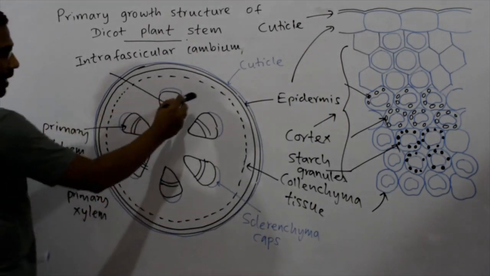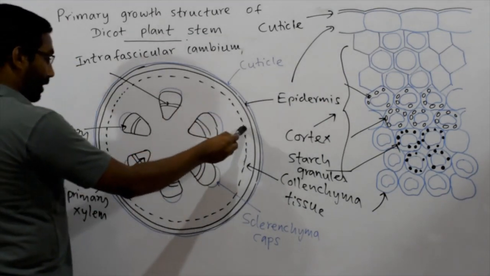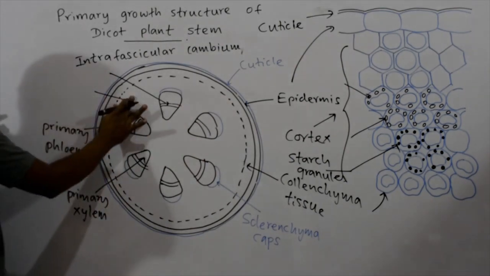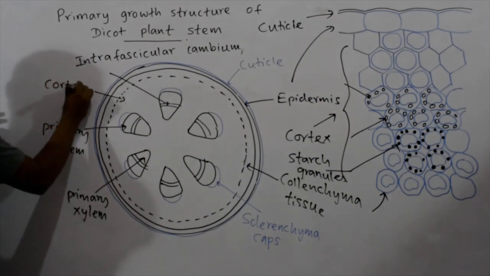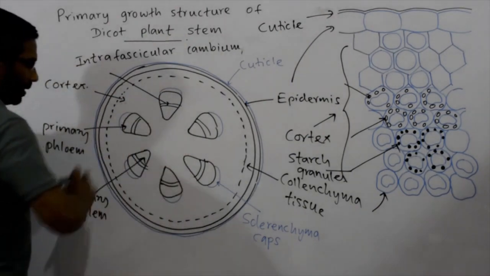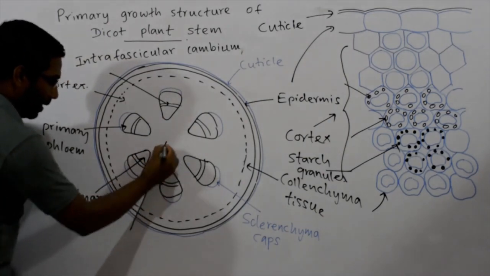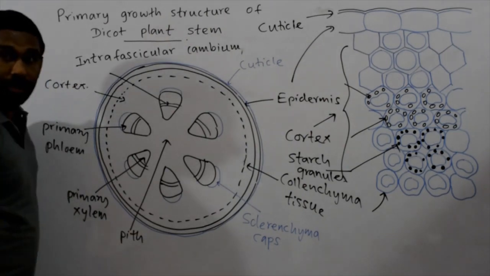Now you can understand these tissues. What is this tissue layer? We said just inner to the epidermis it has a collenchyma tissue layer, so this is the general cortex. I will label this as cortex. Then these are vascular bundles. In the middle, you can observe a central core of parenchyma. It is known as pith. Clear?